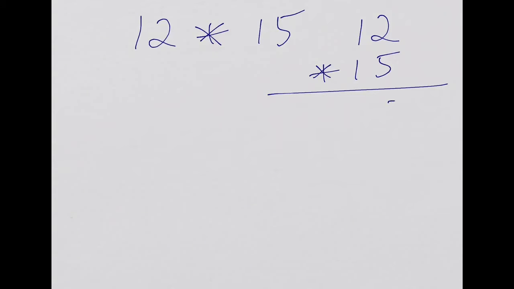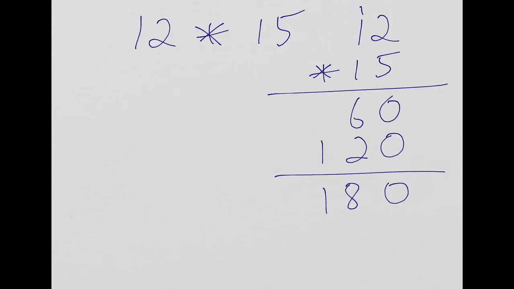Take 5 times 2 is 10, so put a 0 there and carry the 1. 5 times 1 is 5, plus the 1 is 6. As we move to the tens place, we put a 0 for a placeholder. 1 times 2 is 2. 1 times 1 is 1. If we add all these columns straight down, we get 0, 8, 1. 180.